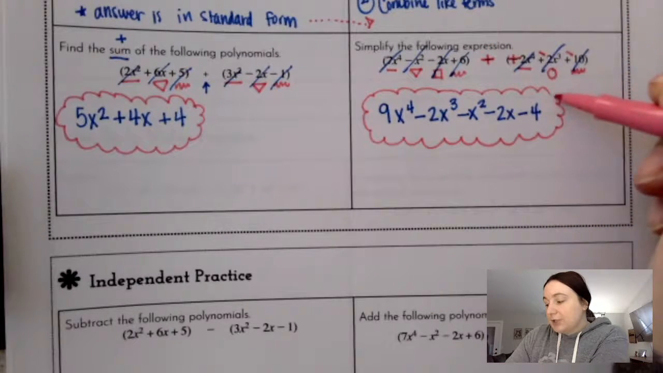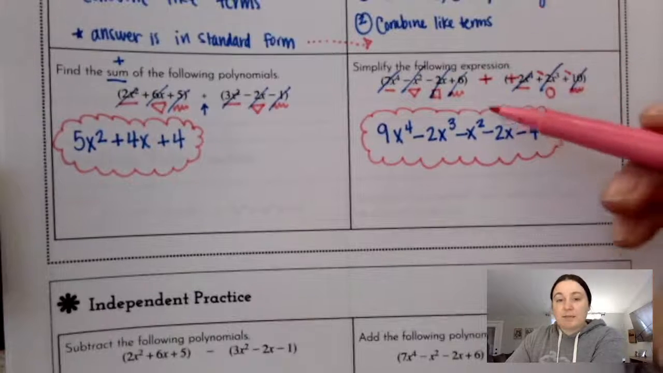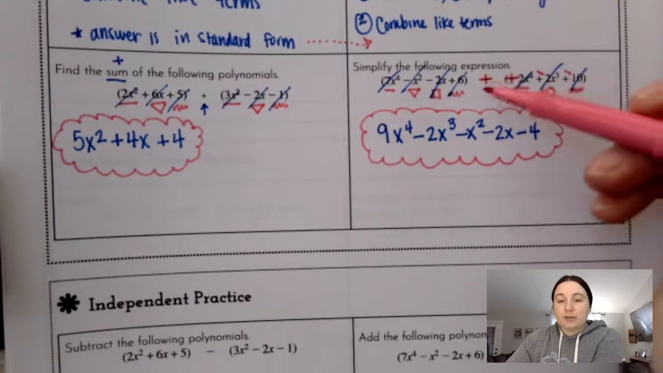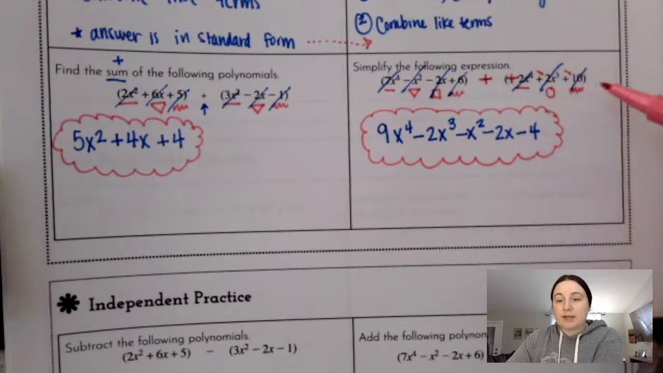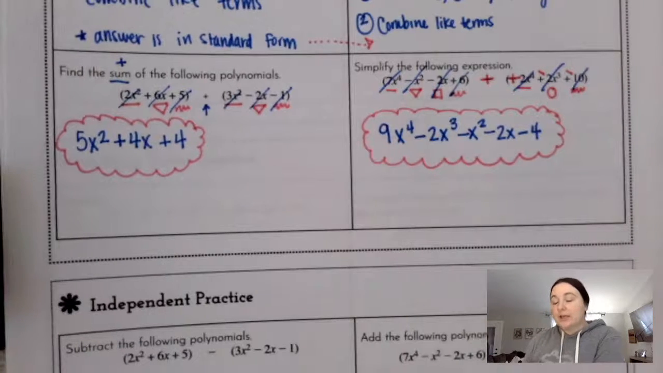So for subtraction, you just got to make sure you do that first step of adding a line, so making this a plus, and then changing the sign of everything that comes after. And then you do it the exact same way as addition.